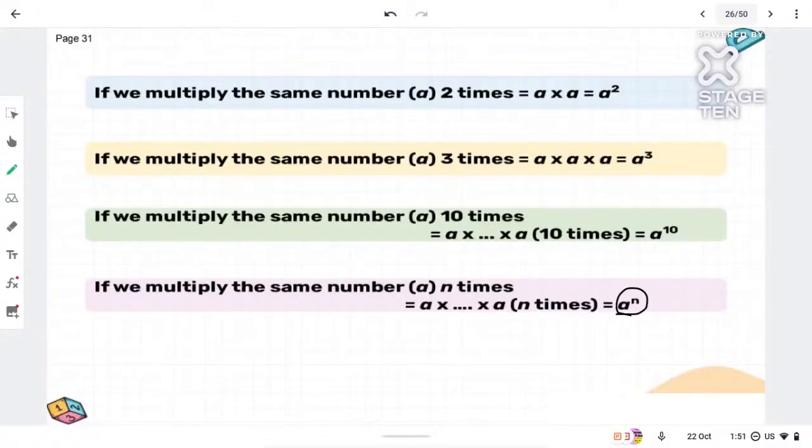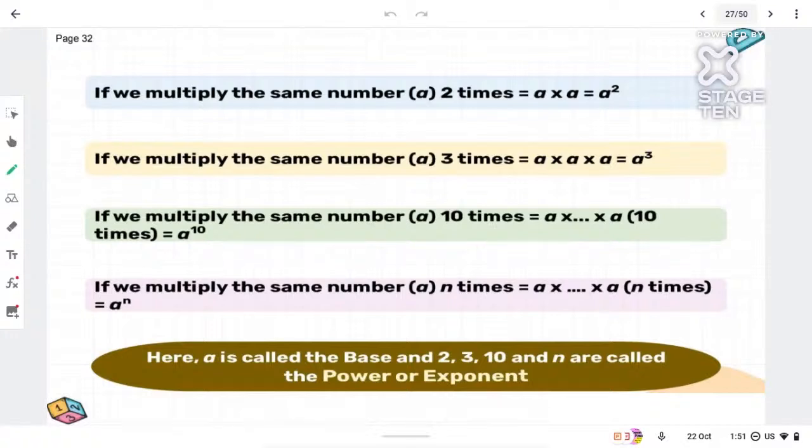Correct. A raised to 3 is also known as a cube. Now I'm going to explain that only. Okay. So here A is called the base, and all this power, this 2, 3, then 10, then this n, all of these are the power or exponent or index. You can say it anything.